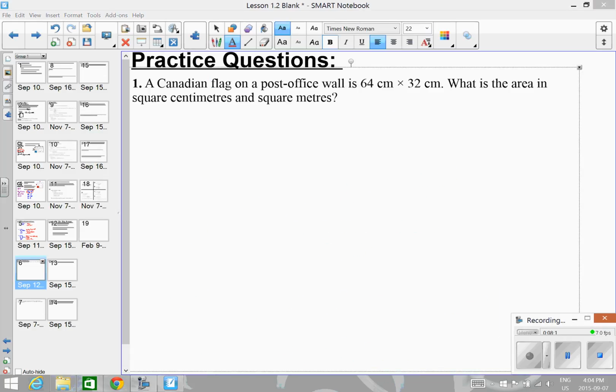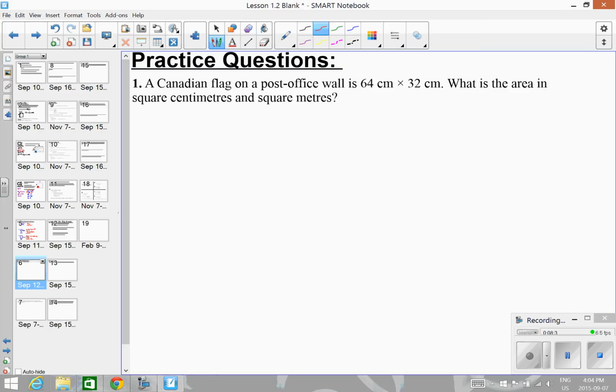So I want you to try this practice question on your own, and then watch my solution and see if we did the same thing. All right? So a Canadian flag on a post office wall is 64 centimeters by 32 centimeters. What is the area in square centimeters and square meters?